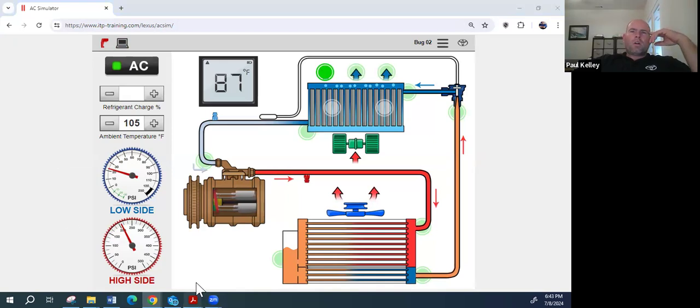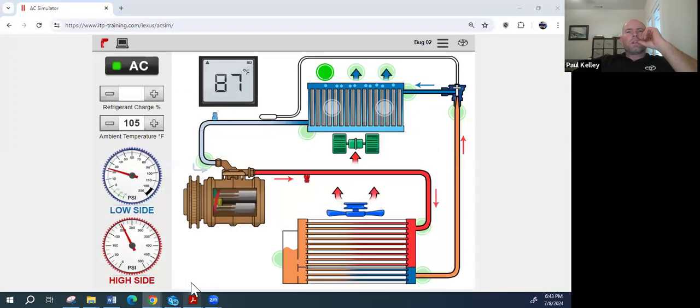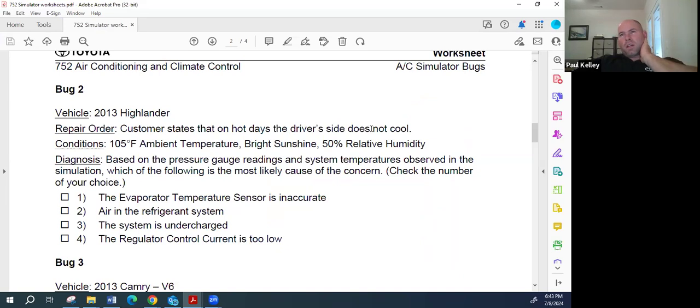Now, if you recall, that's the chart on the questions. The customer did state, on hot days, the driver's side does not cool. So the passenger side is cooler than the driver's side, and we tested that, and that's accurate. Well, that's kind of interesting.